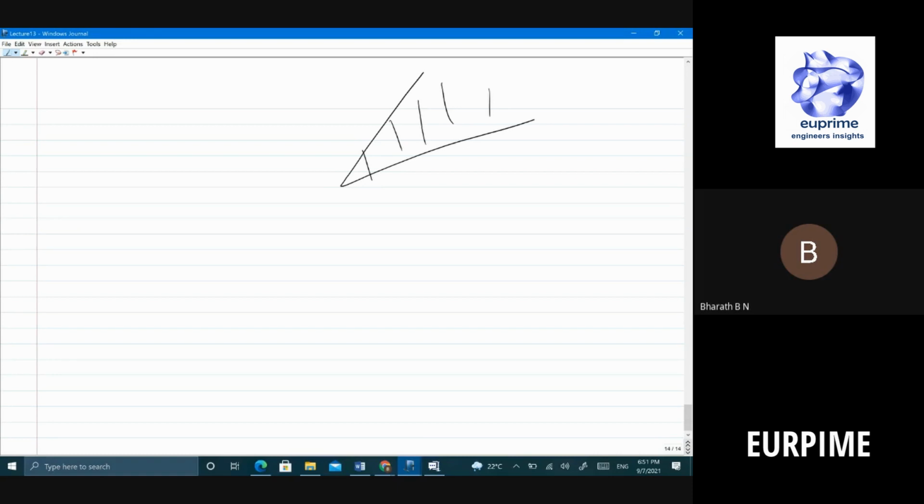Think geometry. I mean, high school. So how do you define this? What are the characteristics of this cone? How do you define this cone?